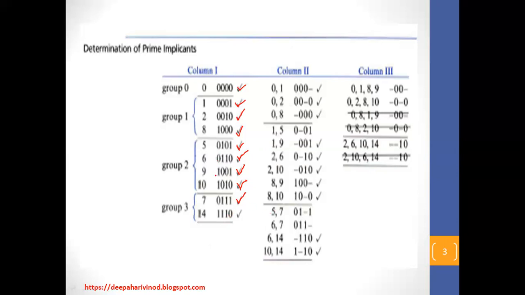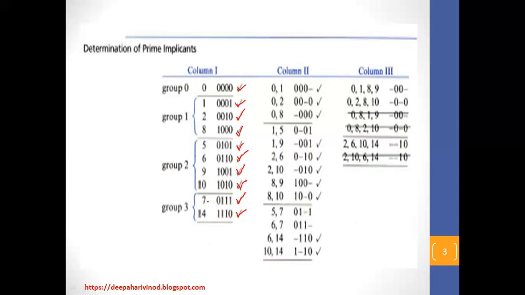We can compare. Then 6, 14. 6 and 14 can be compared, isn't it? So put a tick mark over here. Next, 9 and 7. Can we compare that? First bit changes, no, more than one bit change, so we cannot compare. 9 and 14, two bit changes, it cannot be compared.